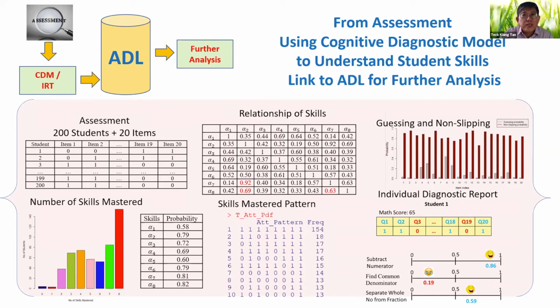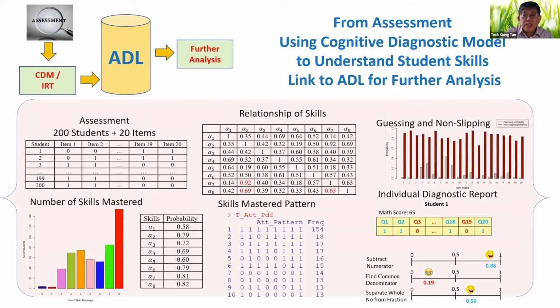So this is what the cognitive diagnostic models are built to examine, whether the student has mastered the skill. The relationship of skills can also be tabulated from these models. The pattern can also be examined to say that out of 200 students, 154 students actually got all correct, and there's one incorrect here for the third skill, 18 of them, and so on and so forth.